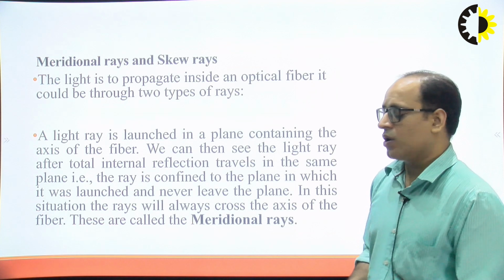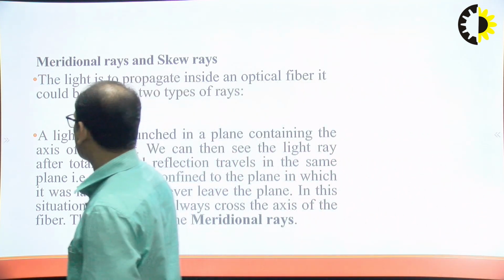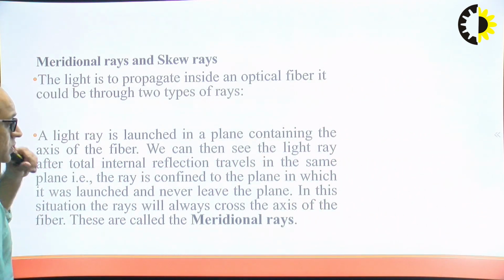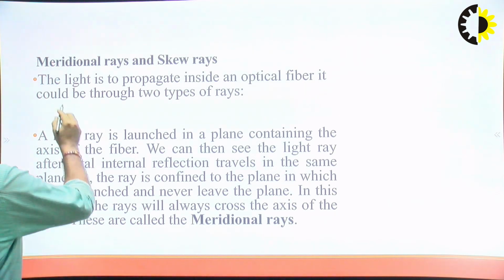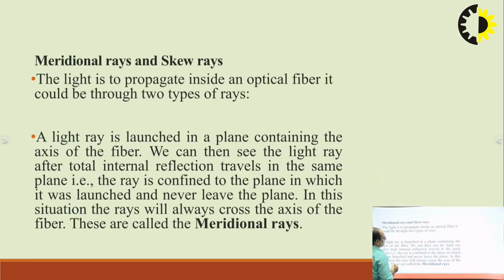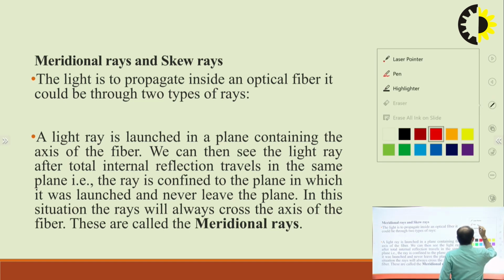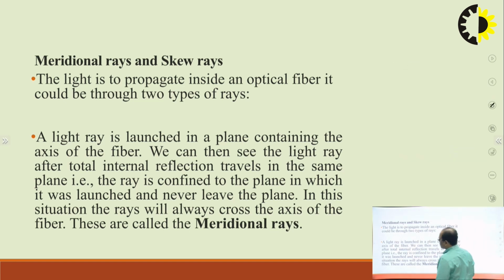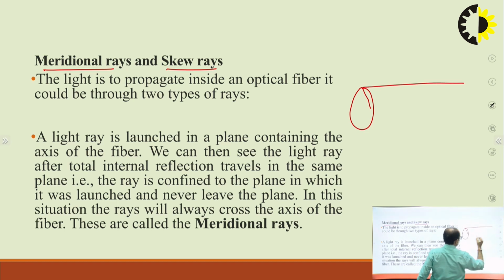So first of all, we will talk about what the meridional rays are and what the skew rays are. Light can be propagated inside the optical fiber with two mechanisms. One is known as the meridional ray and the other is the skew ray. Means if I say this is the optical fiber cable and this one is the core.